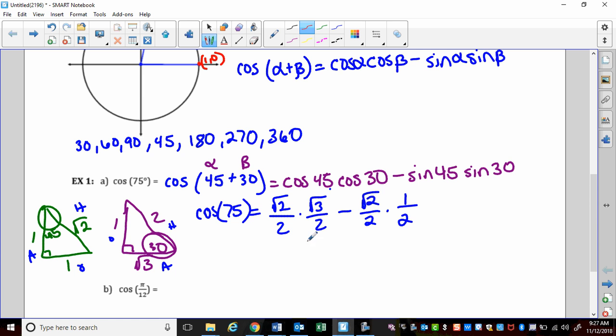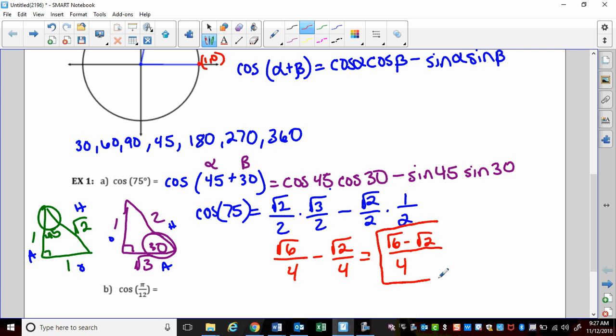We just multiply straight across when we're multiplying. So the square root of 2 times the square root of 3 is the square root of 6. 2 times 2 is 4, minus the square root of 2 times 1, which is just the square root of 2, over 2 times 2 is 4. Now when we are subtracting, we have to have common denominators, which we do. So it's all over 4. The numerator we can add and subtract: the square root of 6 minus the square root of 2. These are not like terms, so it's just going to be the square root of 6 minus the square root of 2, and you're done. This is my final answer for cosine at 75 degrees.